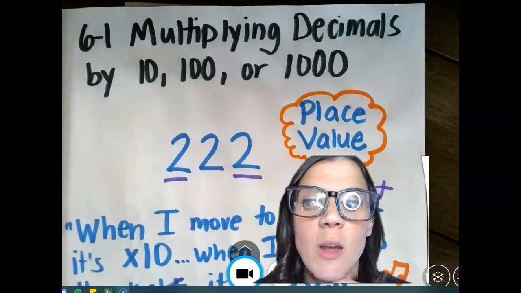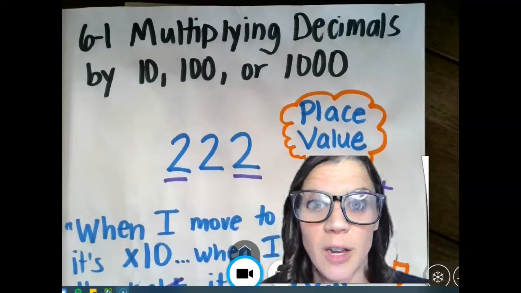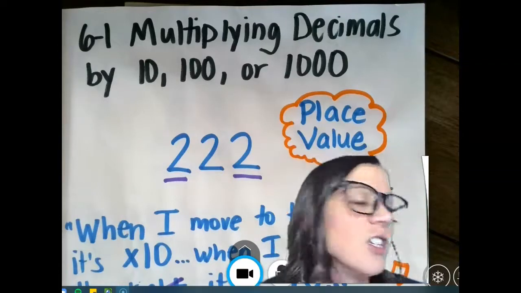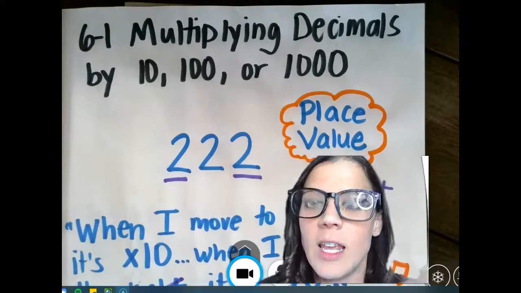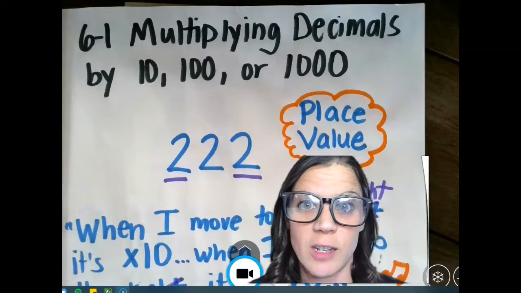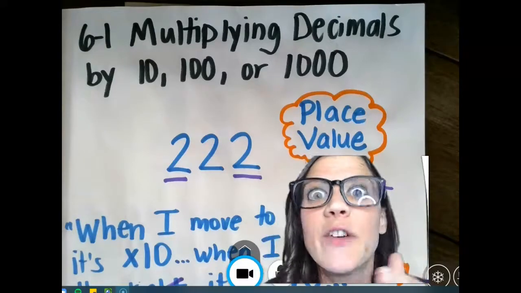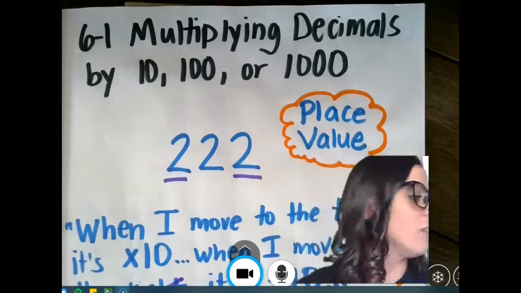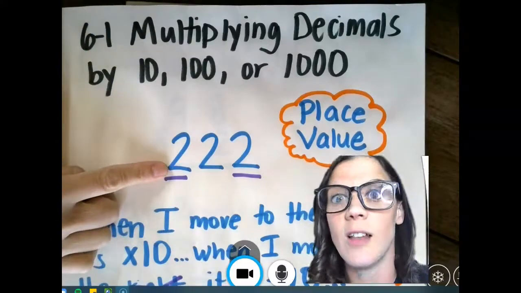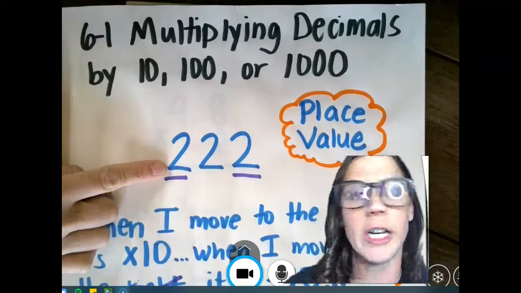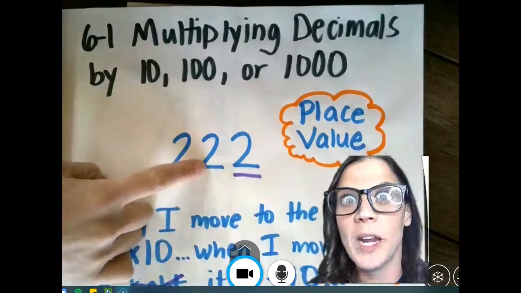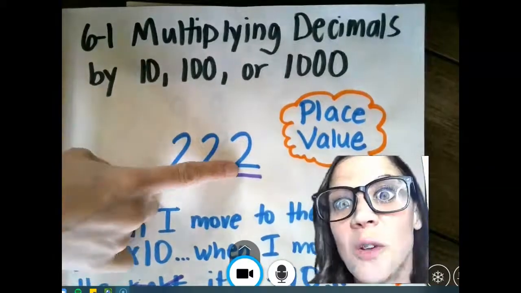So I have the number 222 here on our screen, and we have already learned that even though these are all the same digit in this number, they're all the number 2, each of these 2's have a different value. So for example, this 2 that's furthest to the left is really 200. This 2 is really 20. This 2 is just a 2.